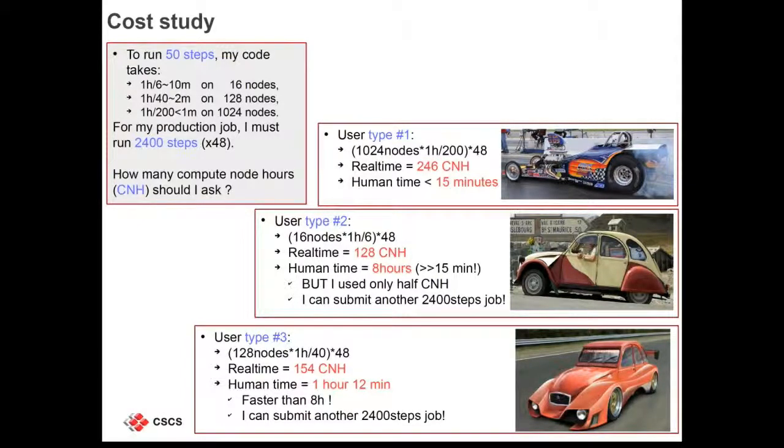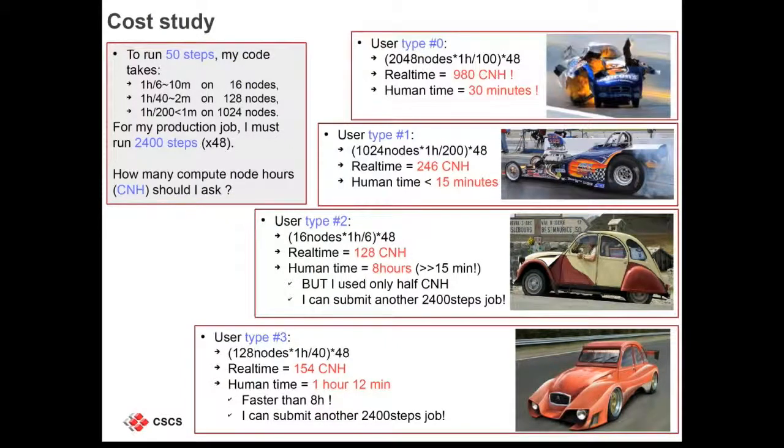If you are really impatient, you would like to try to run with as many nodes as possible, and in that case you could run with 2000 nodes. But the result here is very expensive, because you are close to 1000 compute node hours, and actually you will have to wait more time before getting the solution of your simulation compared to that user.